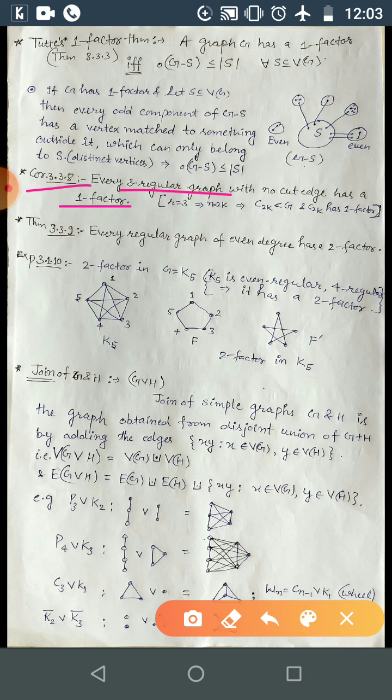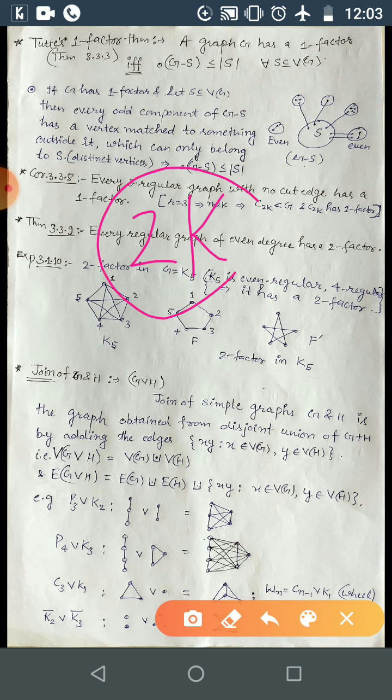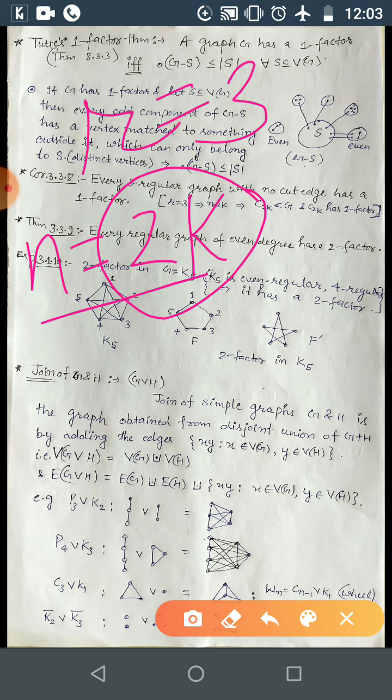If you have a 3-regular graph, then the degree of every vertex is 3. So what should be the order of the graph? The order of the graph should not be odd, it should be even, 2k type. If it is odd, then an odd number of odd vertices will be there, and that is not possible in any simple graph, correct? So if the regularity of the graph is 3, the number of vertices can be only even.